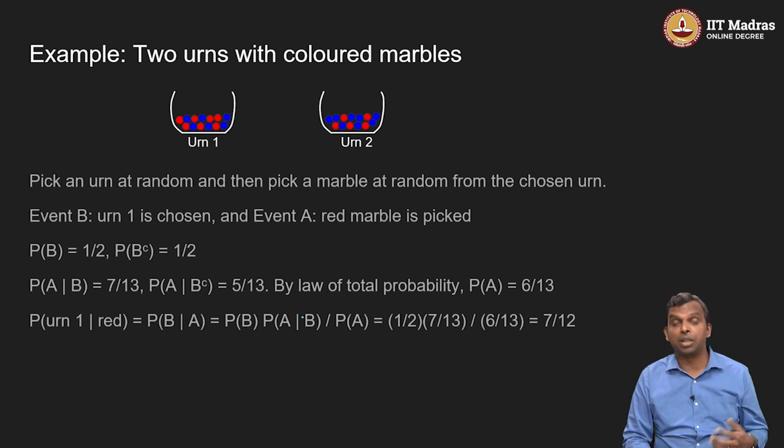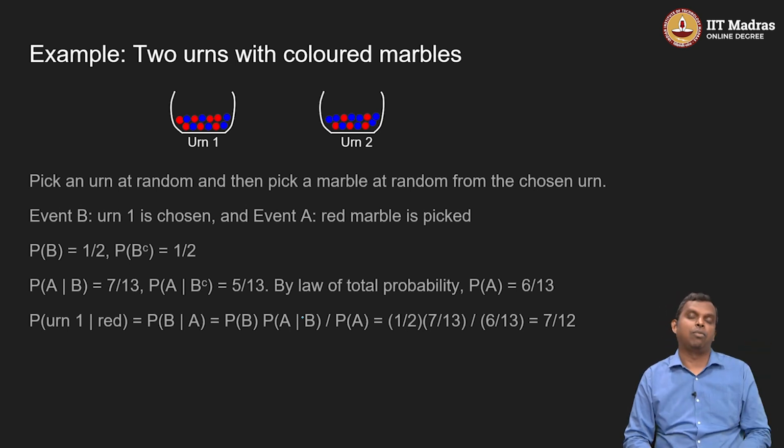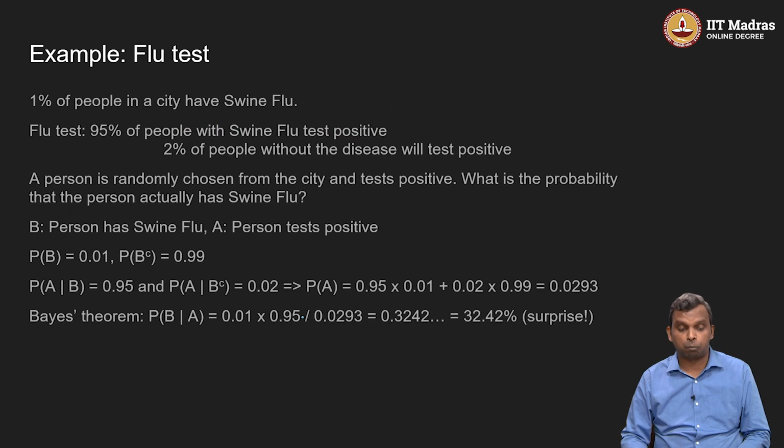Now Bayes' theorem will give you the reverse. What is the reverse that I wanted? The probability of urn 1 given red, that's the probability of B given A. It's just a direct application of Bayes' theorem: P of B multiplied by P of A given B, divided by P of A. Plug it in, and you get the answer 7 by 12. As easy as they come. It's a very simple method, and you can directly apply the formula to get the answer.